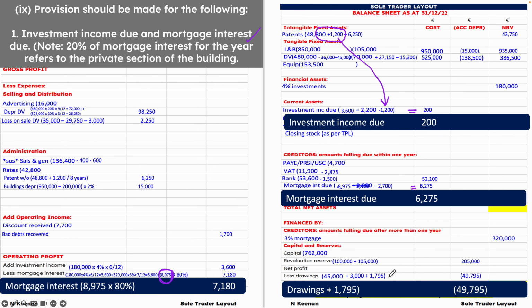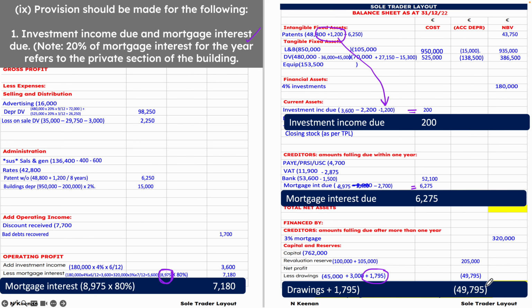Then the 20% of it is going to be added to the drawings, because when a sole trader takes out something from the business, in this case an expense, when part of the expenses relates to the sole trader privately, that is going to be drawings. So we add the 1,795 there, and we can tot that up: 49,795 is your drawings figure.